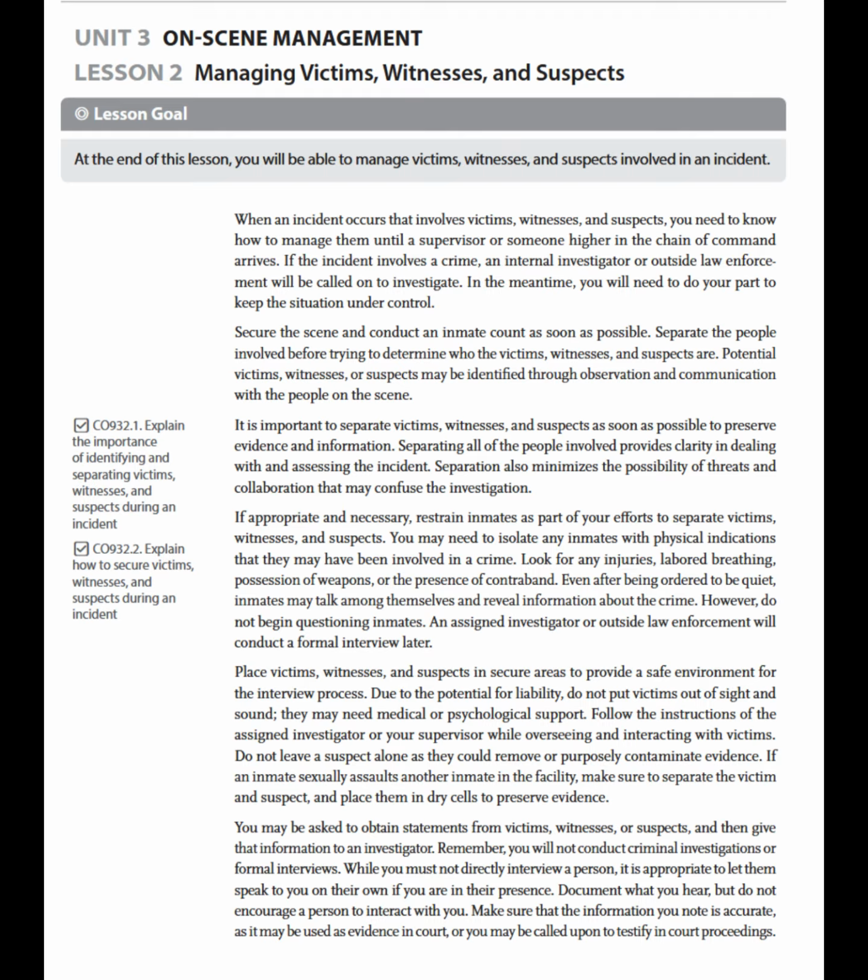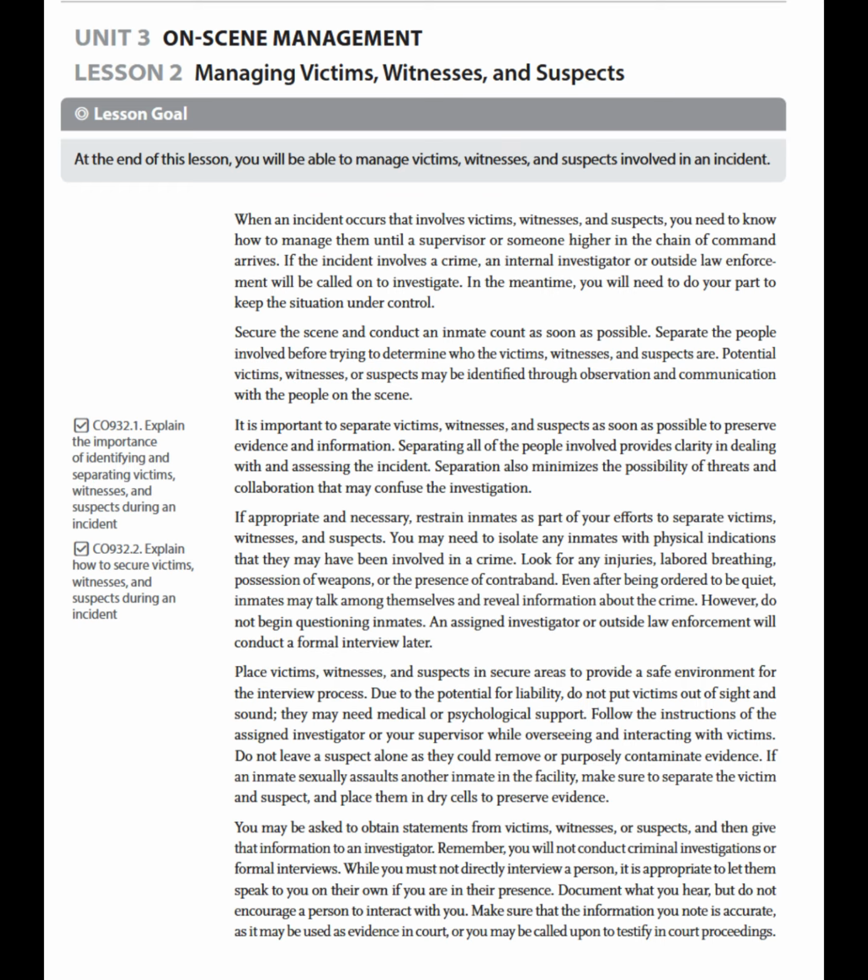You may need to isolate any inmates with physical indications that they may have been involved in a crime. Look for any injuries, labored breathing, possession of weapons, or the presence of contraband. Even after being ordered to be quiet, inmates may talk among themselves and reveal information about the crime. However, do not begin questioning inmates. An assigned investigator or outside law enforcement will conduct a formal interview later.